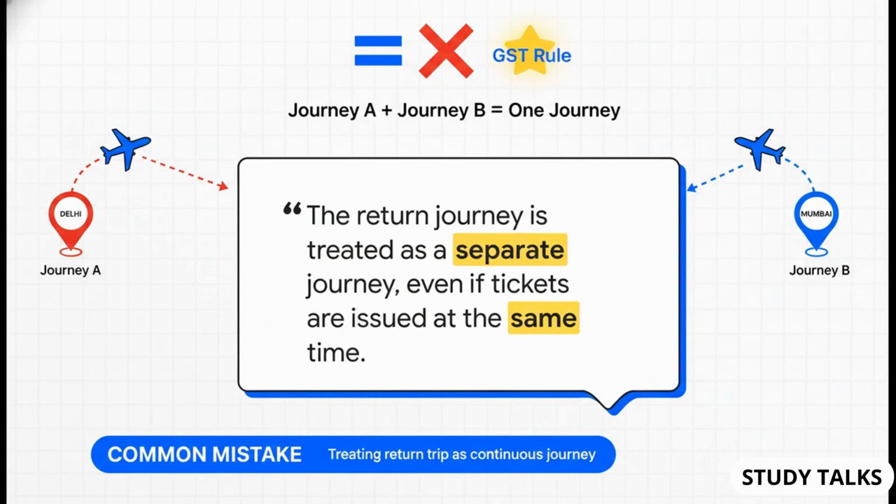The law explicitly says a return journey is treated as a, say it with me, separate journey. It does not matter that you bought one round-trip ticket. For GST purposes, Delhi to Mumbai is one supply, Mumbai back to Delhi is a completely different supply. You have to get that into your head.